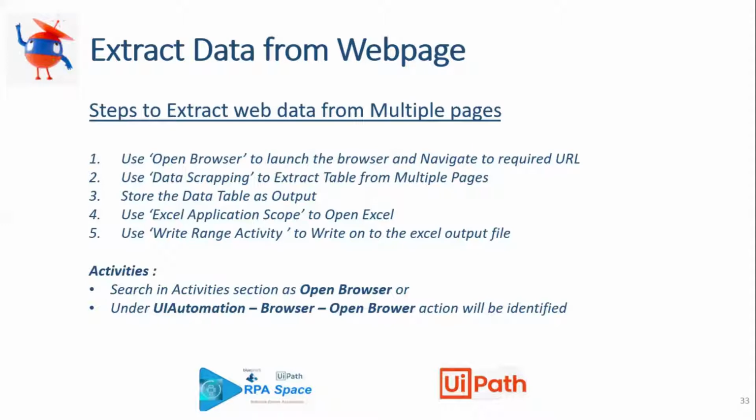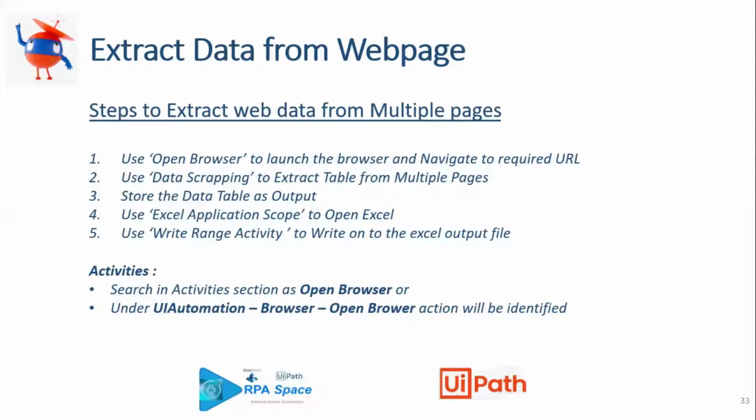So what activities do you need and how do you find them? You can go to the search pane and type open browser, or you can go to UI Automation under Browser, where you will find Open Browser. The Excel activities will be under Excel Application Scope, which you can find.